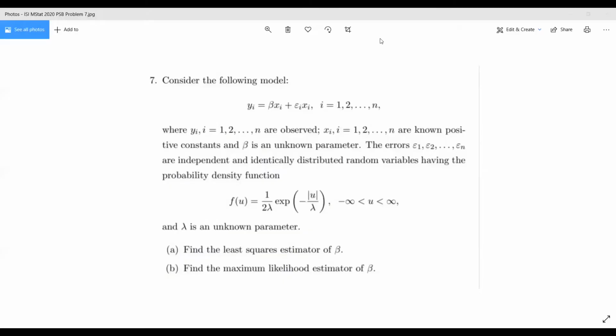So today we will be solving a really interesting problem. The problem is all revolving around linear regression. But the interesting idea about this is that in normal linear regression, we take the errors to be normally distributed, okay? But here the error is something different. This is the problem from ISI MSTAT 2020, the seventh problem of the PSB part.